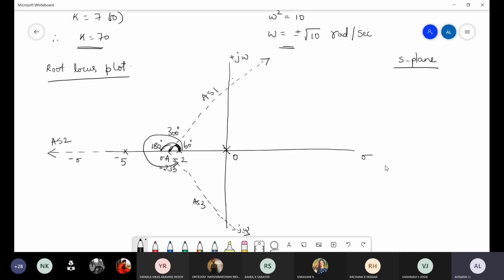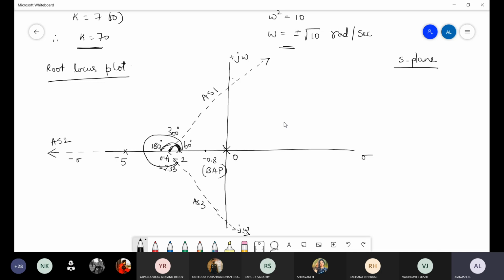So once you are done with the asymptotes, this is a very simple thing. Now you have to mark the breakaway point. What is that particular breakaway point value? It is minus 0.8. You can see that in the numerical we have found the breakaway point. So minus 0.8 is the breakaway point value, and I can mark it approximately here. This is the breakaway point, BAP.